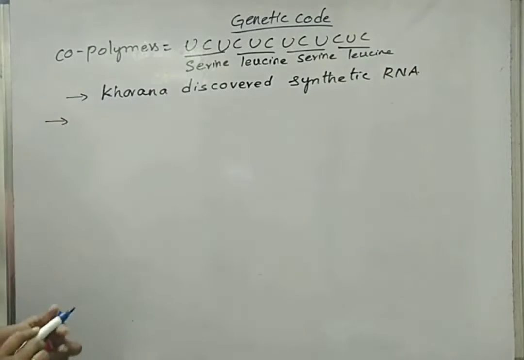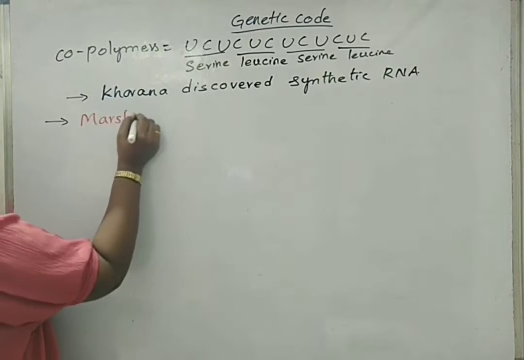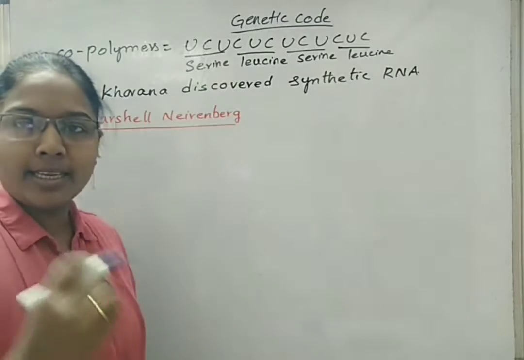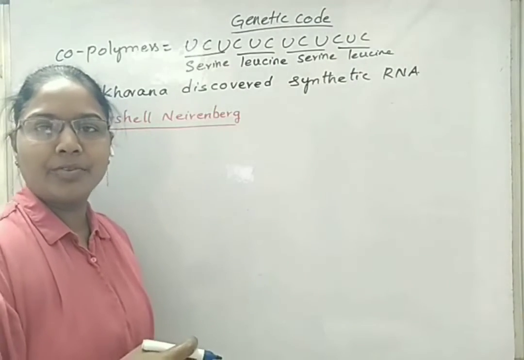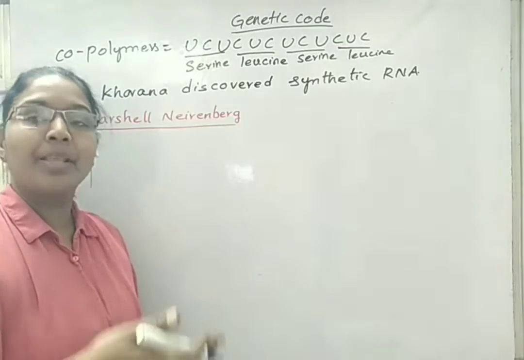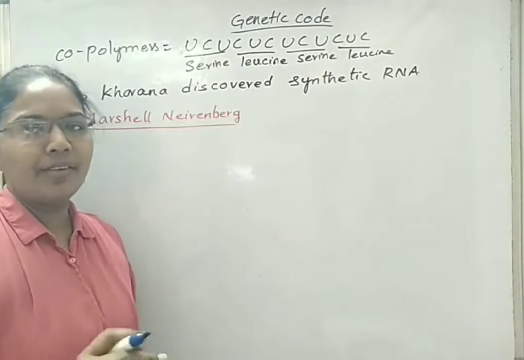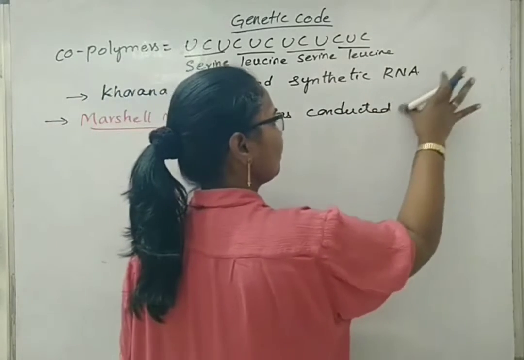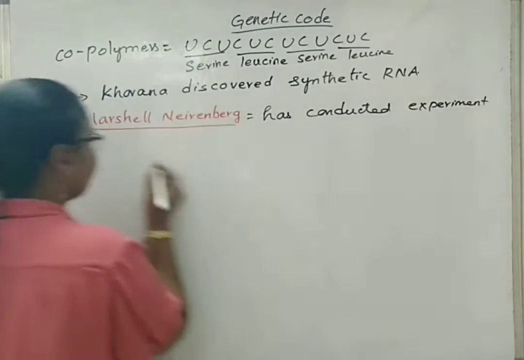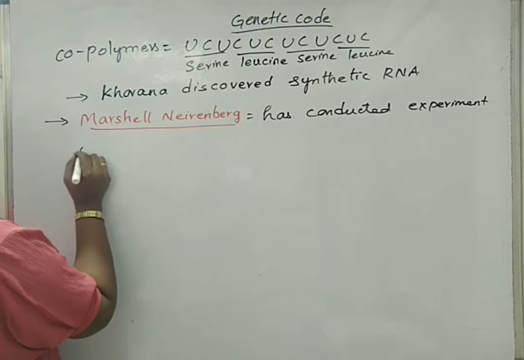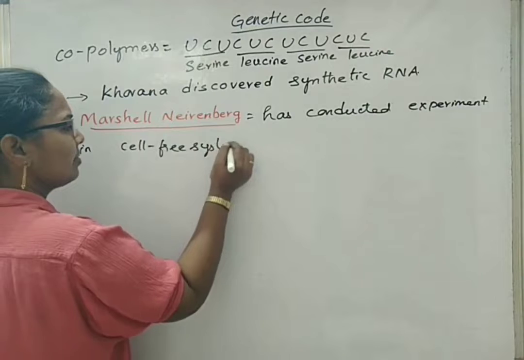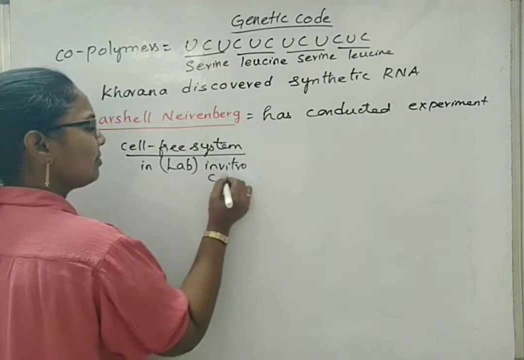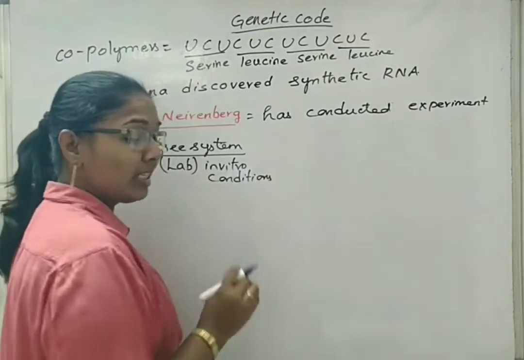Next, another scientist, Marshall Nirenberg. This person did an experiment in a cell-free system. He took some combinations of nitrogen bases in in vitro conditions, which means outside the living organism's body, in a test tube or a conical flask. Cell-free system means in the lab, in vitro conditions, outside the living organism's body.